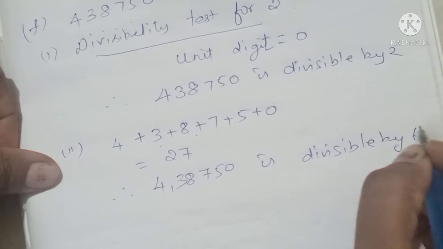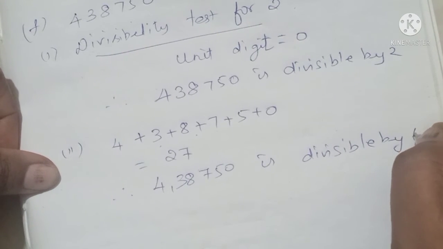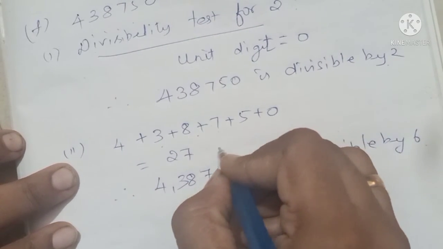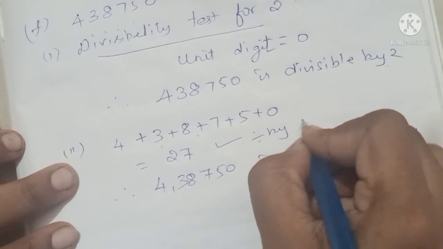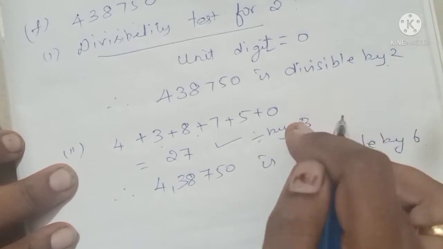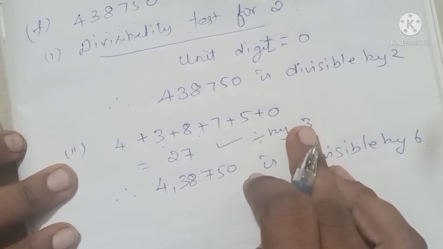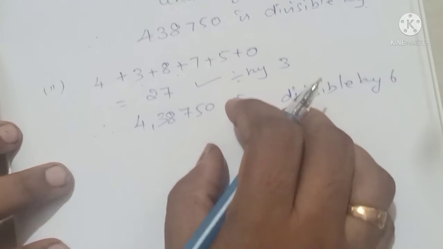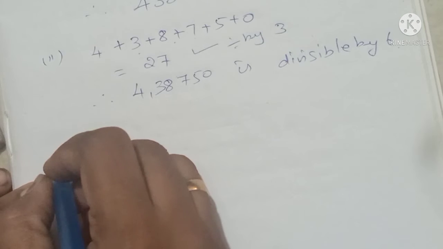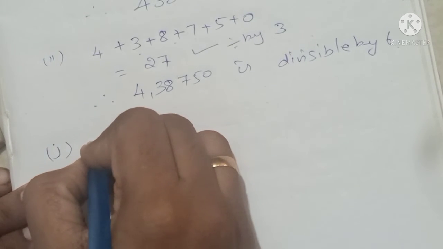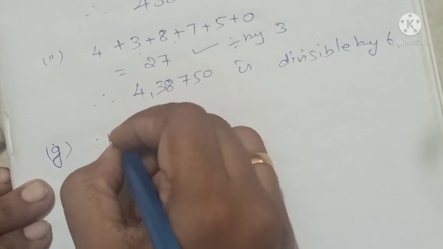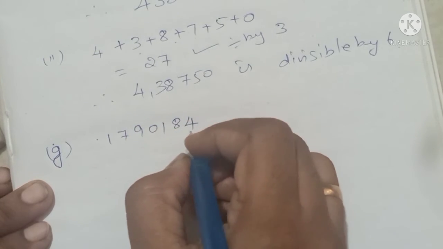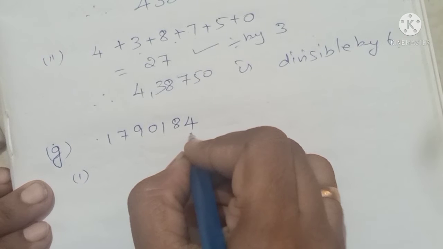It is divisible by 6 because it is divisible by 2 as well as by 3. So it divides by 2 alone, and it divides by 3 alone. Therefore we conclude that this entire number is divisible by 6. The next, subdivision G, 17,90,184. So the first one is the divisibility test for 2.